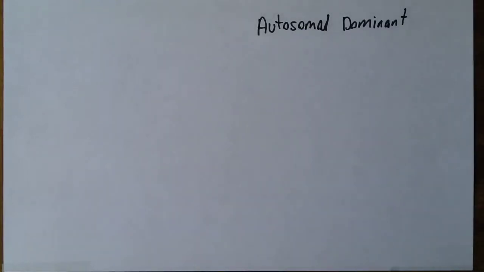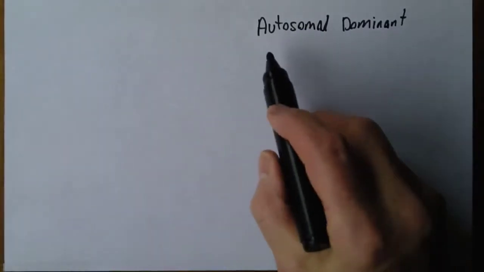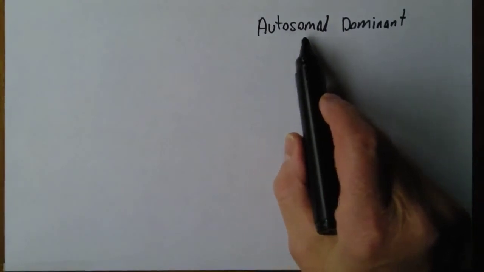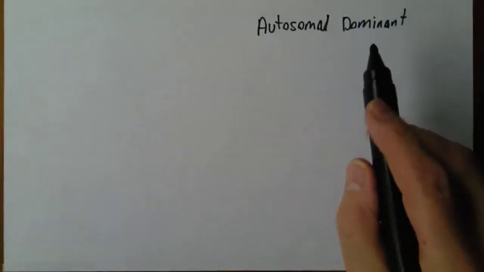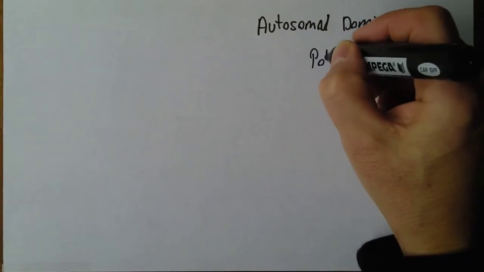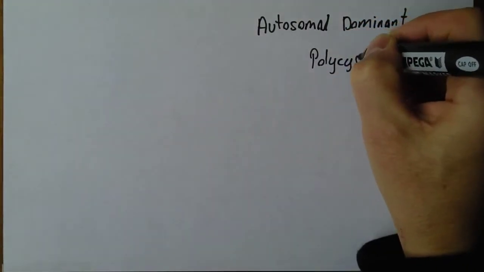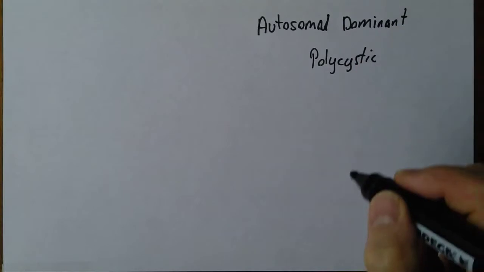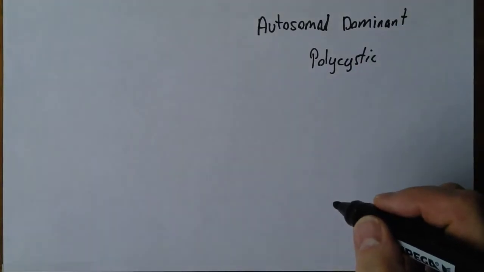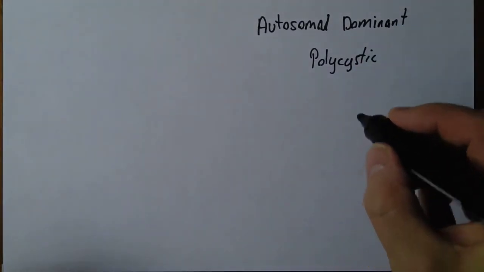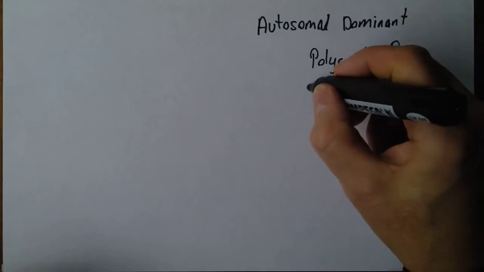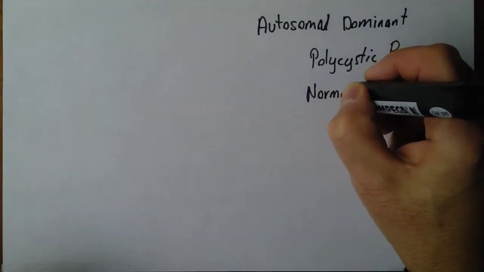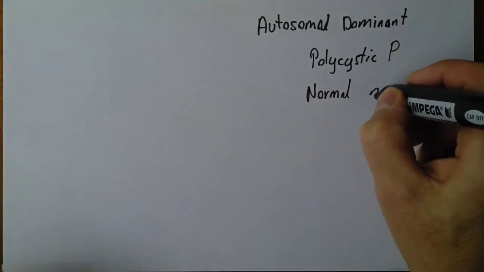Now, if we're thinking about autosomal dominant inheritance, we could think about a dominant gene that carries a disease state, such as polycystic kidney disease. Polycystic, where the kidney grows many pathological cysts. Now, the polycystic kidney disease gene is dominant, and the normal gene for normal kidneys is recessive.